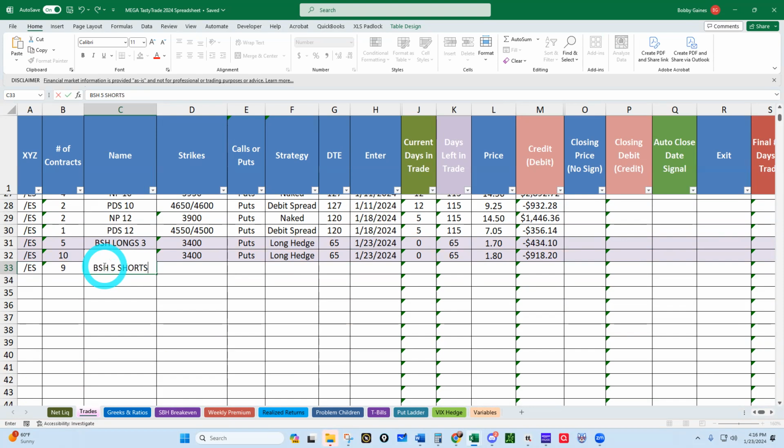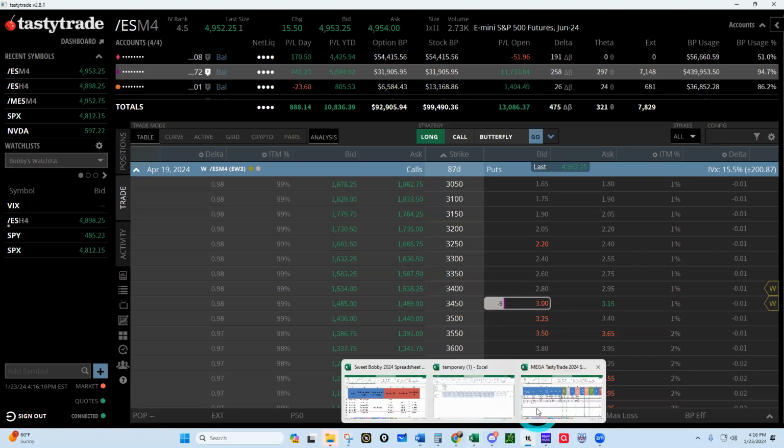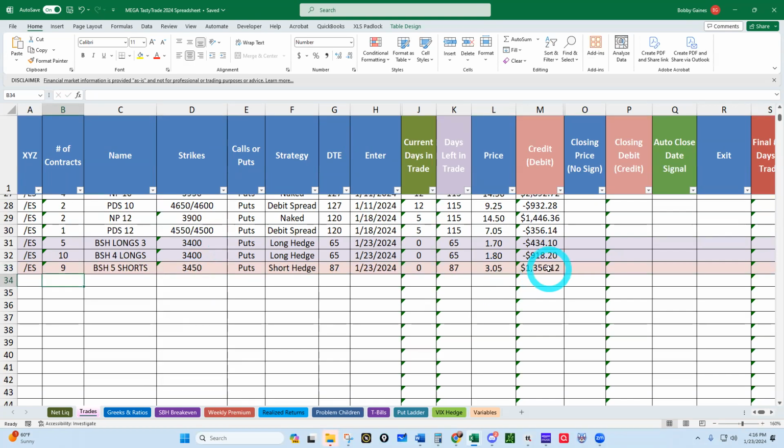BSH 5 shorts. And what did we sell? We sold the 34.50 puts for 305. These are short hedge at 87 days, 1/23/24, for 3.05. Beautiful. Took in $1,356. I need to fix this here.